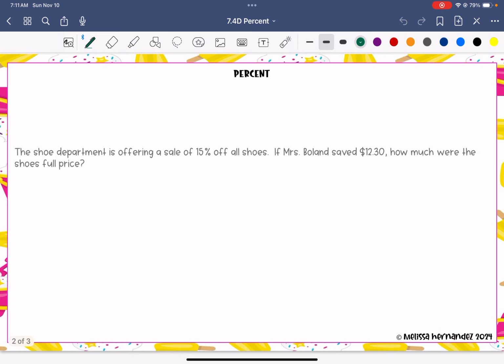The shoe department is offering a sale of 15% off all shoes. If Mrs. Bolin saved $12.30, how much were the shoes full price? Okay, so we already know that it's percent. So a percent is always out of 100.